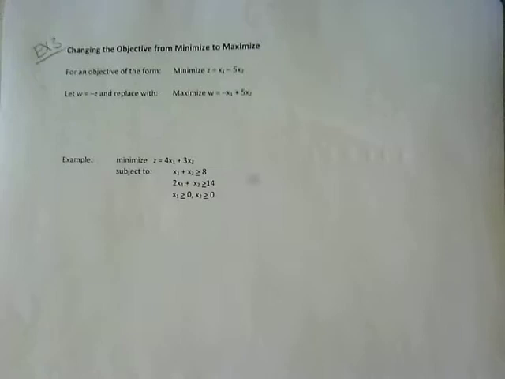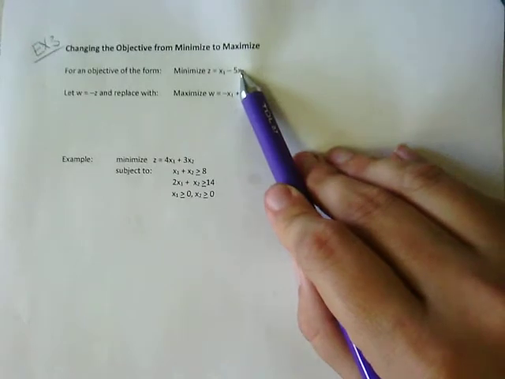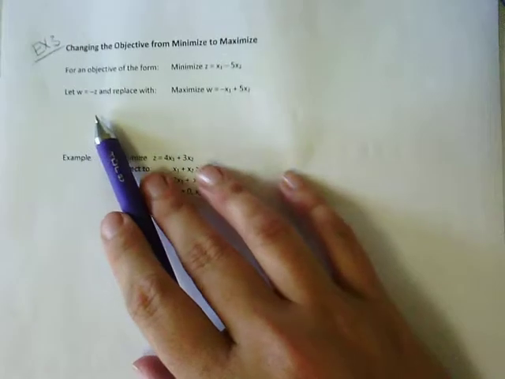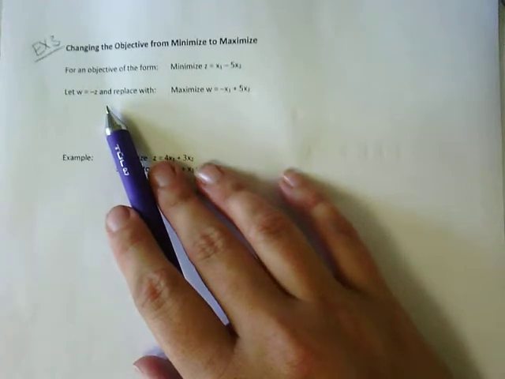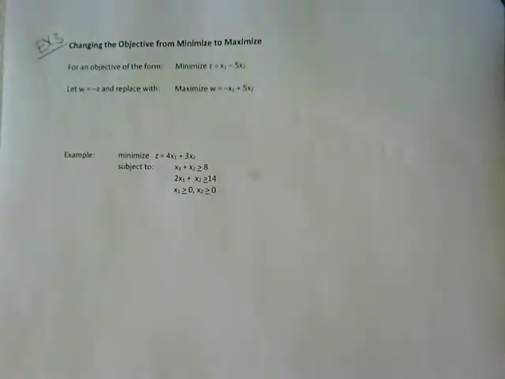Our final problem that we're going to discuss is if our objective is to minimize instead of maximize. So if I have an objective to minimize z equals x1 minus 5x2, what I'm going to do is let w equal negative z. Basically I'm just going to flip the signs on everything up here. So we'll see how that works right here. Instead of maximize, we are minimizing, so look for that whenever you look at a problem in this section, especially.